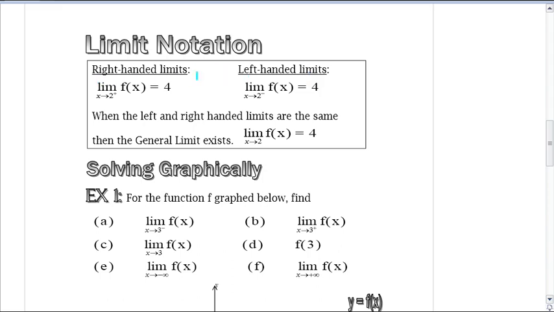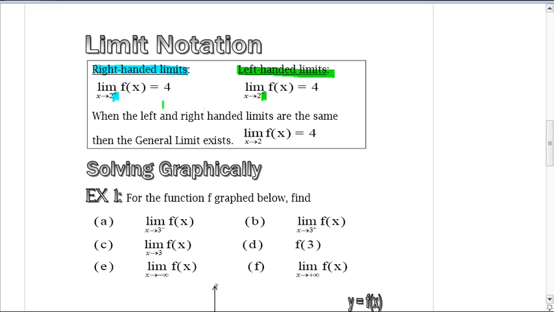For this video you're definitely going to need to know what a right-handed limit looks like. All a right-handed limit looks like is this: limit as x approaches 2 from the right, because of that little plus, of f of x. In terms of the left-hand side, limit as x approaches 2 from the left of f of x. We know that it's left because of the little minus, and the right-hand side because of the little plus.